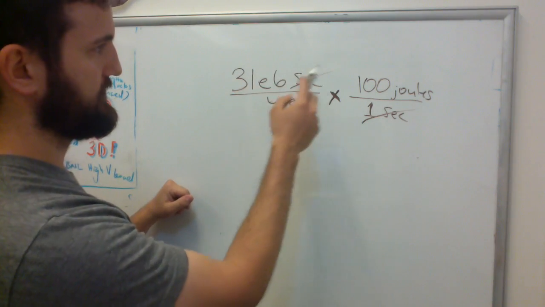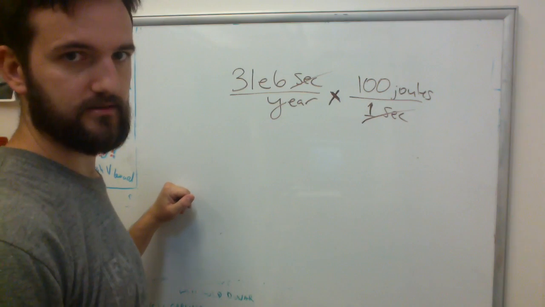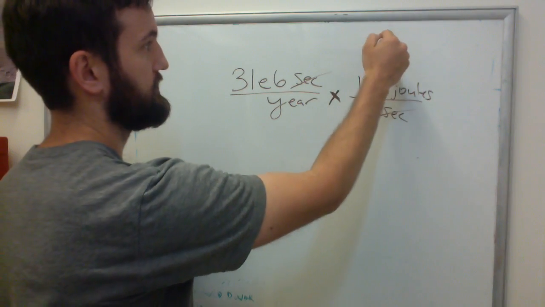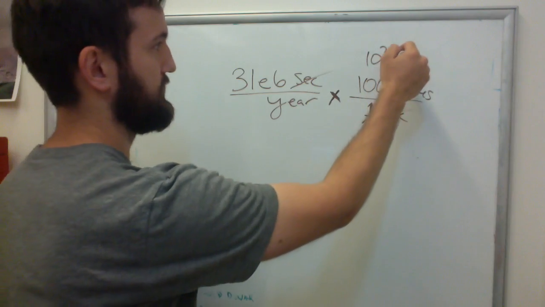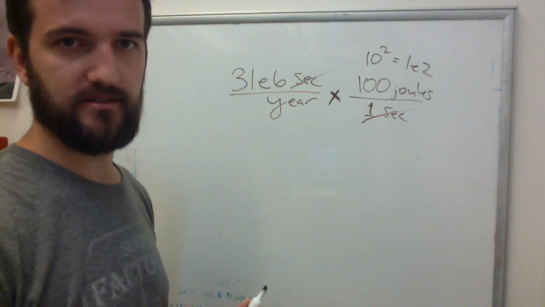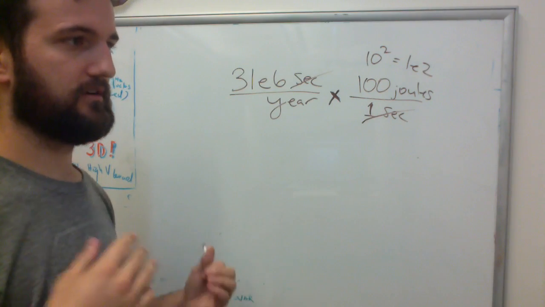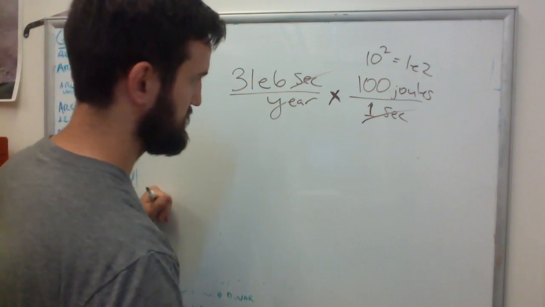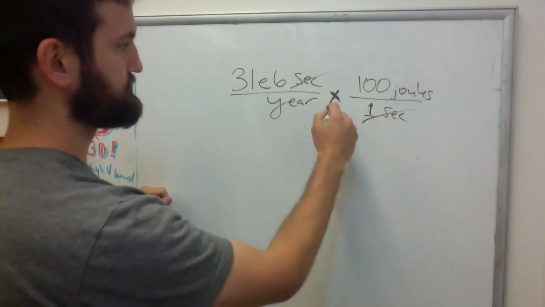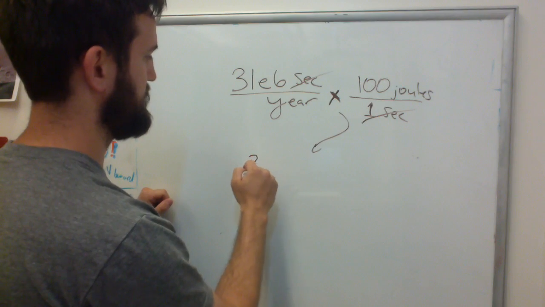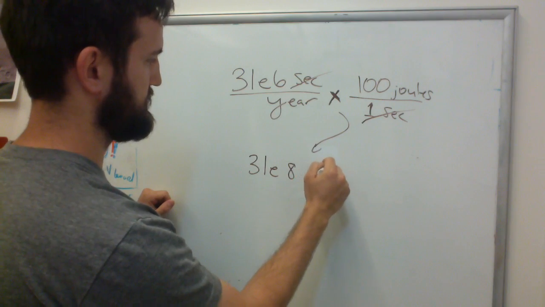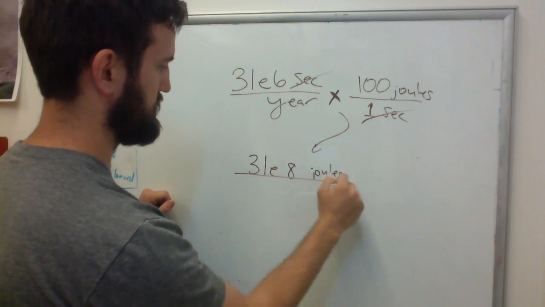Then we do 31 million times 100, and 100 can be represented by 10 times 10, or 10 to the 2, which is equal to 1e2. Go check out Professor Timmy's math review, because he talks about multiplication of exponents. But if you already know this, you'll know that 31 million times 100 can be simplified to 31e8 joules per every year.